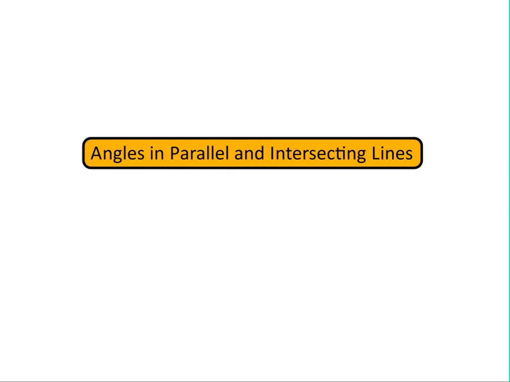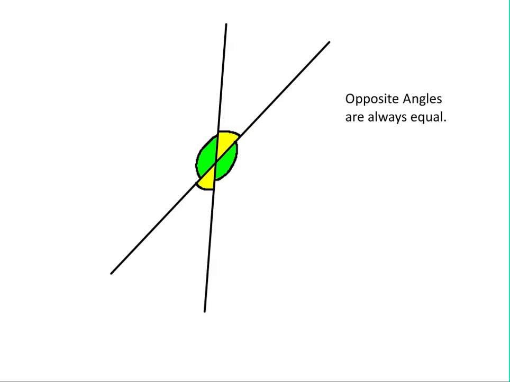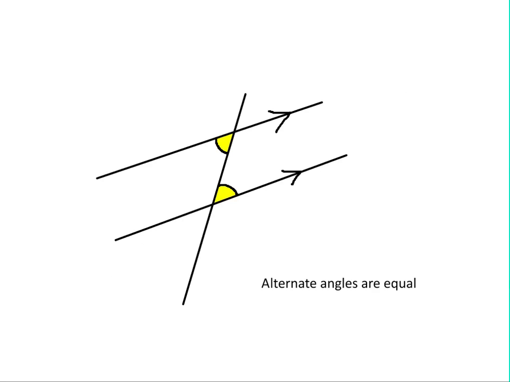Hello everyone, this video is about angles in parallel and intersecting lines. So, you may well already know some of these rules, but let's just go through them anyway. If you look at the picture in front of you, we see two sets of opposite angles, and they are always equal to each other. So those green angles are equal, and the yellow angles are equal as well.